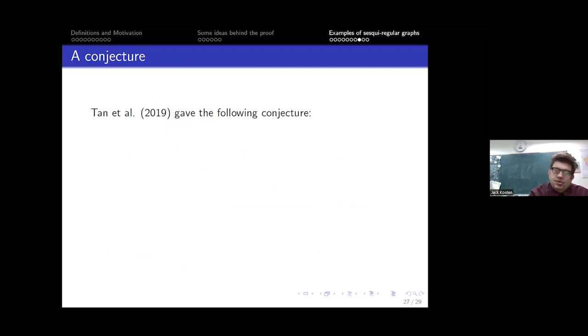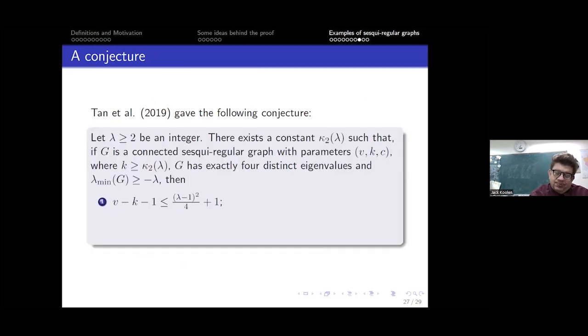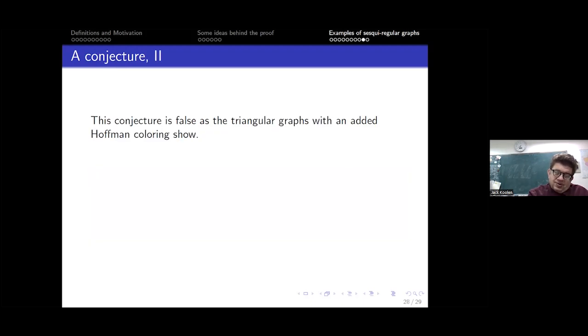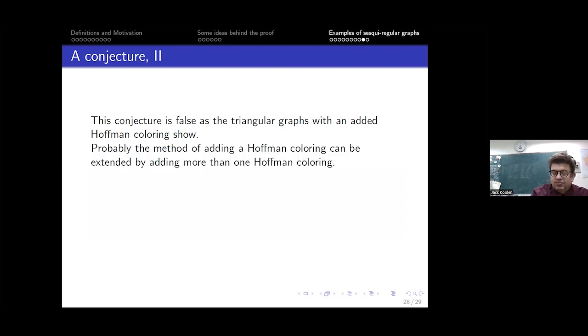Yingington and others gave the following conjecture. We thought that if you have only 4 distinct eigenvalues, then either it is close to the complete graph, or the S-click extension of a strongly regular graph, or the S times T grid, where S is smaller than T. But this conjecture is wrong. So this conjecture is false, as the triangular graph with an added Hofmann coloring shows.